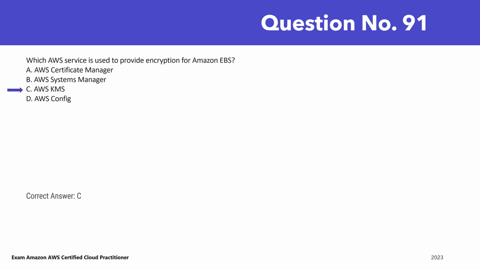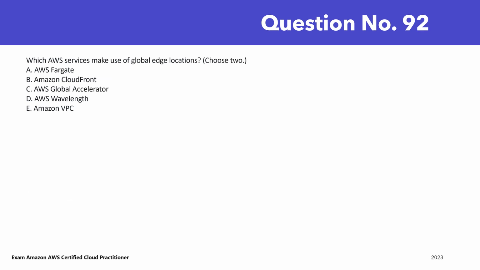Which AWS services make use of global edge locations? Choose 2. A. AWS Fargate. B. Amazon CloudFront. C. AWS Global Accelerator. D. AWS Wavelength. E. Amazon VPC. Correct answer, B and C.